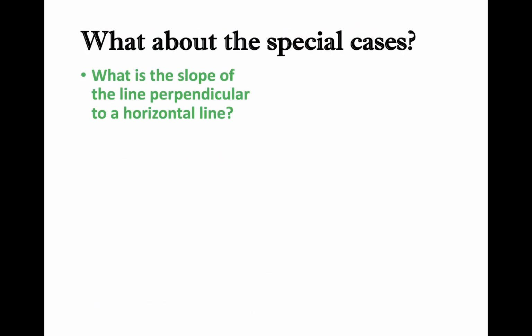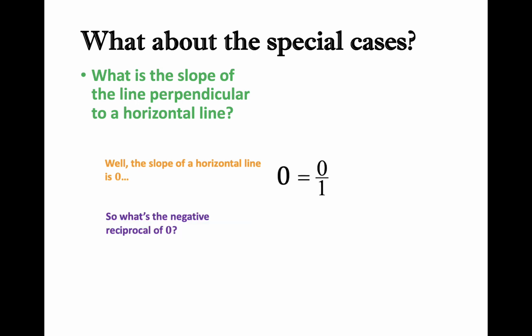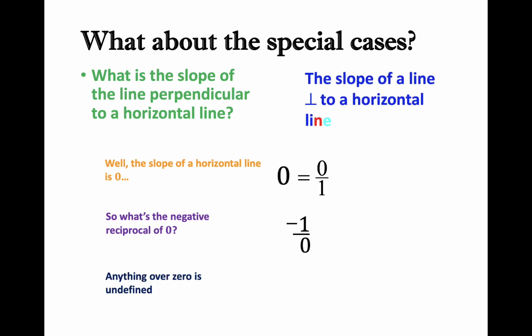What about the special cases? Like, what is the slope of a line perpendicular to a horizontal line? So, well, the slope of a horizontal line is 0. Ayan. What is the negative reciprocal of 0? Ano nga ba? O, ano mangyayari pag ganyan, di ba? Anything over 0 is undefined. So, the slope of a line perpendicular to a horizontal line is undefined.